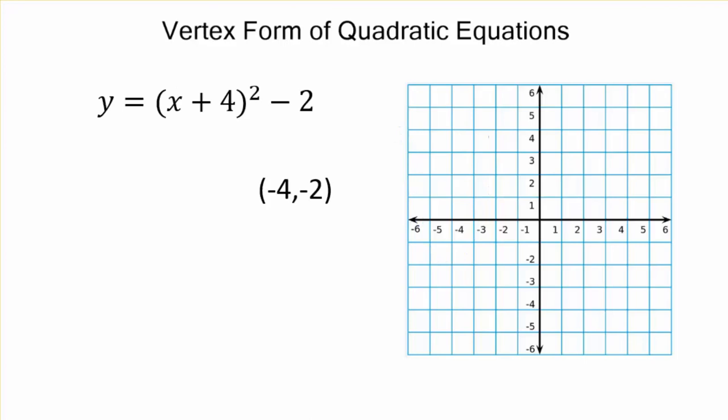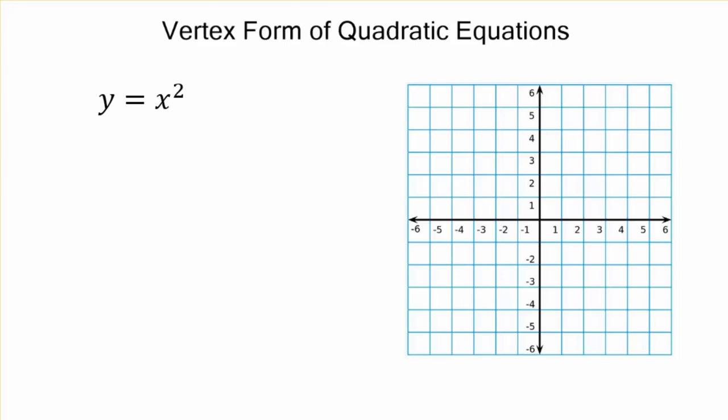Let's try one more of these. You have a negative 1 and a negative 3. Well, it becomes positive 1, negative 3. We're just going to go to the right 1, and then we're going to go down 3. Right 1, down 3. New vertex is 1, negative 3. Well, let's explore why this works.